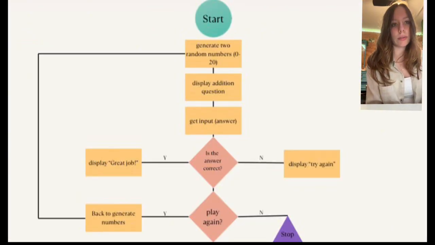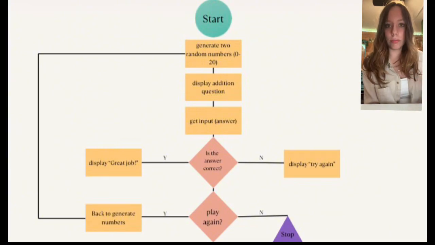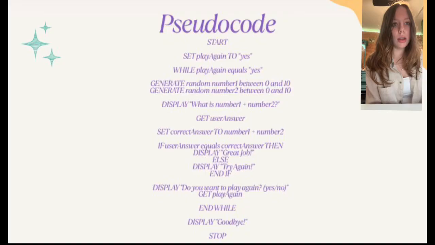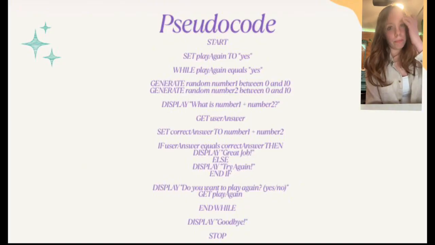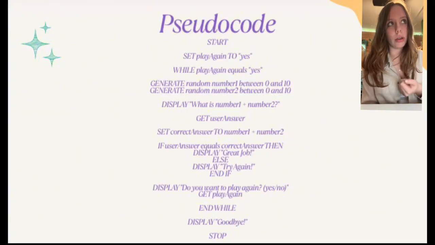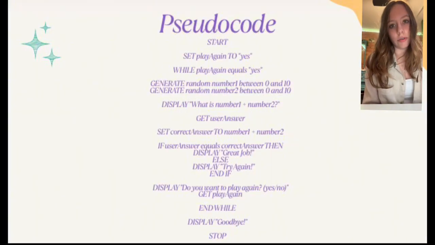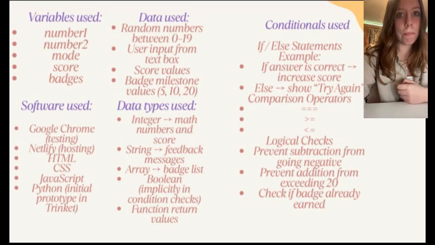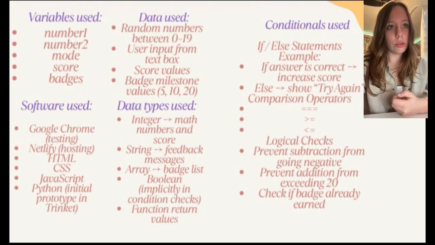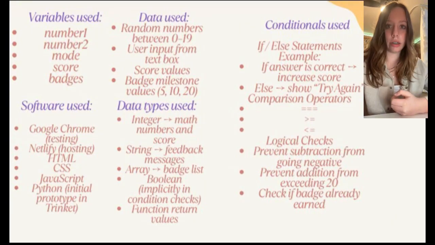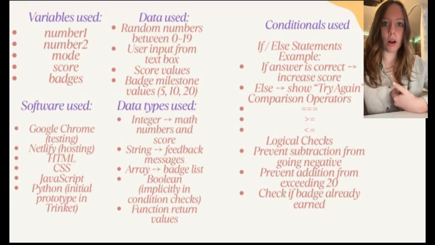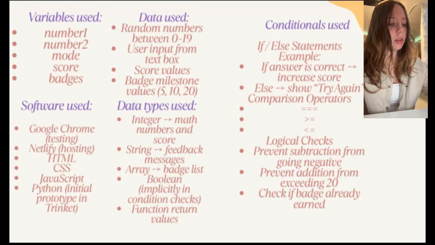So this is my flowchart. Our flowchart is basically just to get an idea on how we want the app to function before we get the actual code. Here's my pseudocode, which, again, is just a layout for what the final code is going to look like. It's the simplest version. So this slide shows my variables used, software used, data types used, and conditionals used. I'm not going to read off of that, but you can look at it.